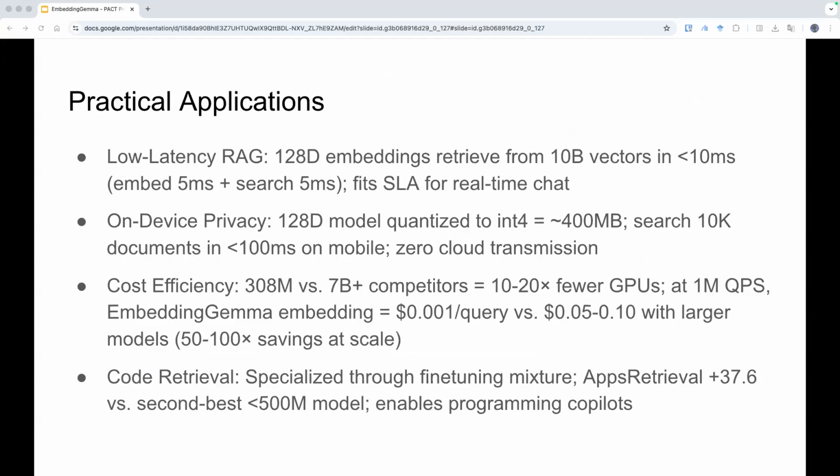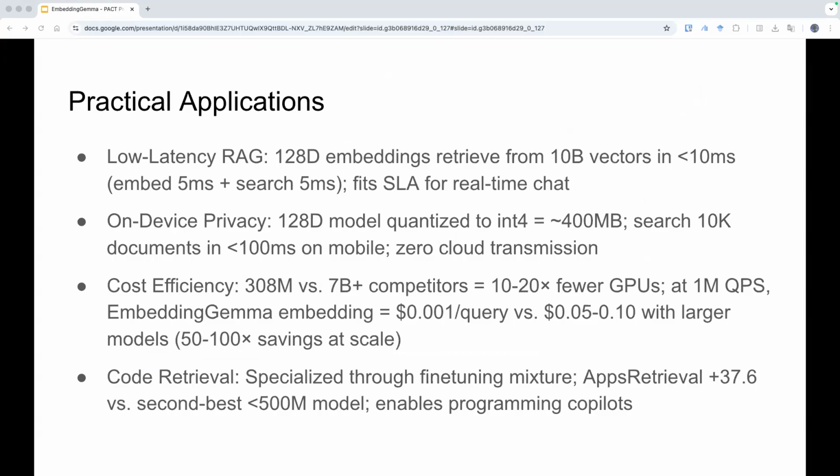Like I mentioned, practical applications: low latency, like RAGs, on device privacy, then cost efficiency, then code retrieval. These are helpful for the majority of mobile devices and other things.